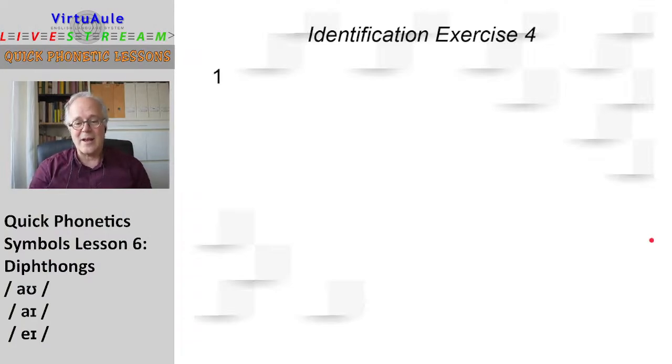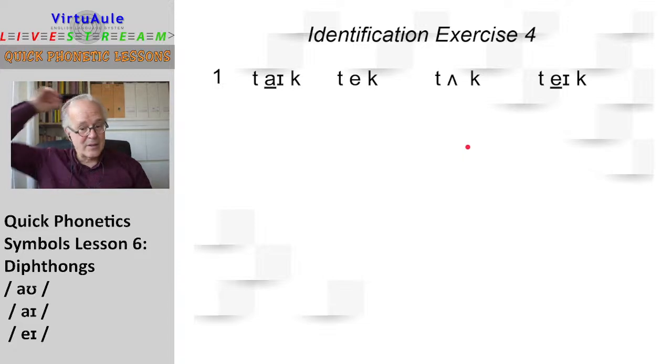So let's look at this exercise now. This is exercise 4. We'll look at the 4 different representations of a word. You'll see there are 4 different words. I'm going to say one word, and I want you to imagine which of these words I am saying. The other 3 contain mistakes.